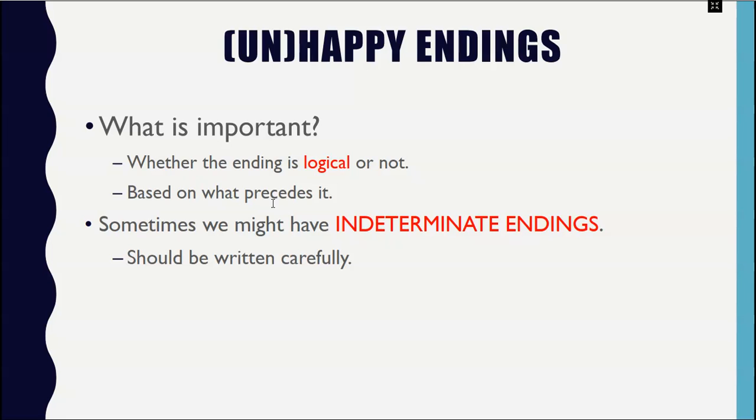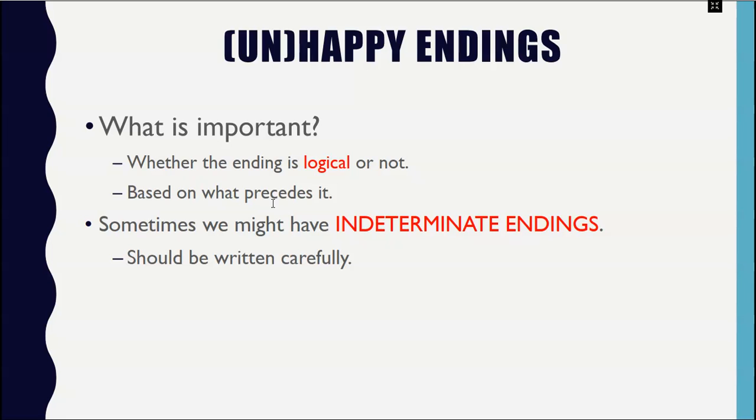So what is important to us is whether or not the ending is logical and whether or not it is based on, logically speaking, what came before it, what preceded it. Another important thing that the book points out to us is that sometimes we have indeterminate endings. Like, for example, the movies of Asghar Farhadi, we don't really know what happens after the screen turns black.